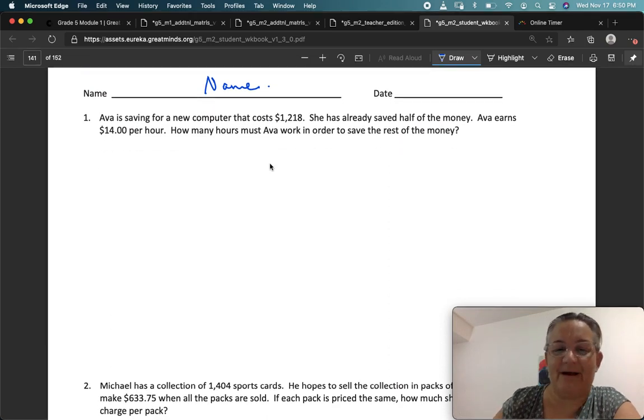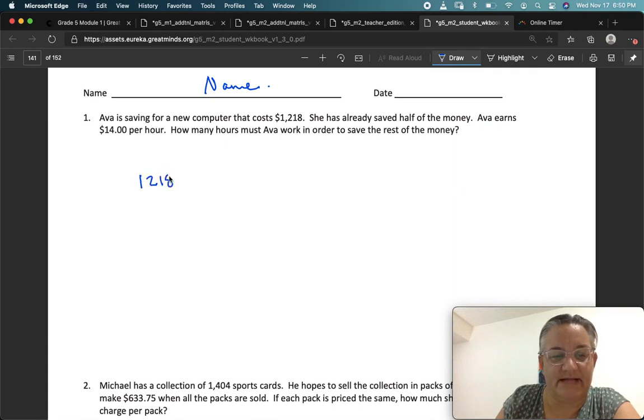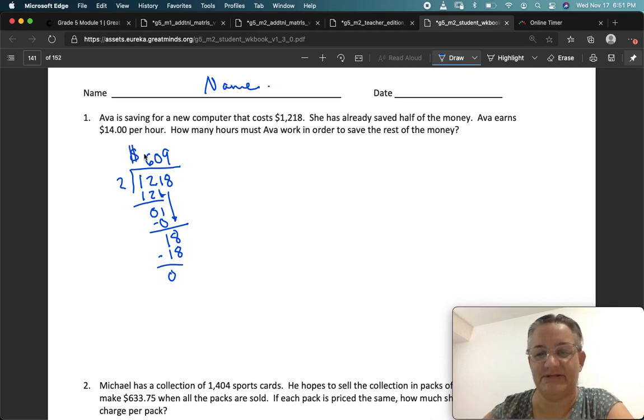Okay, well, first of all, let's figure out what half is. So we're going to need to divide 1,218 by 2 so we can figure out what she already has. So 2 goes into 1 0 times, 2 goes into 12 6 times. 6 times 2 is 12, minus 0, bring down the 1, 2 goes into 1 0 times, 2 times 0 is 0. Then we bring down that 8, we have 18, 2 goes into 18 9 times. 9 times 2 is 18, and then we have 0. So she has $609.